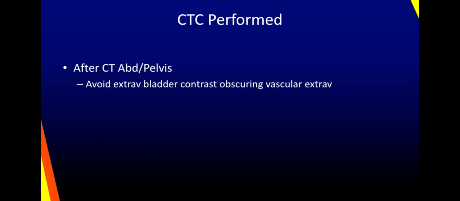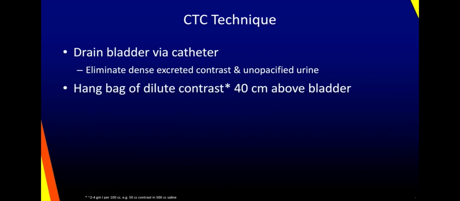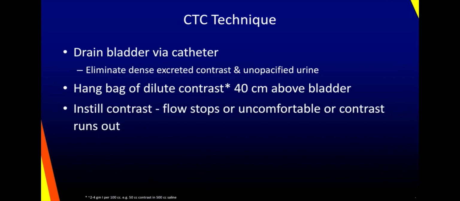Let's move on now to CT cystography technique. CT cystogram is performed after the CT of the abdomen and pelvis to avoid any extravasated bladder contrast obscuring vascular extravasation. The technique is as follows. We drain the bladder via the catheter to eliminate dense excreted contrast and unopacified urine. We hang a bag of dilute contrast 40 centimeters above the bladder, and we instill the contrast until flow stops or it becomes uncomfortable for the patient or the contrast runs out.